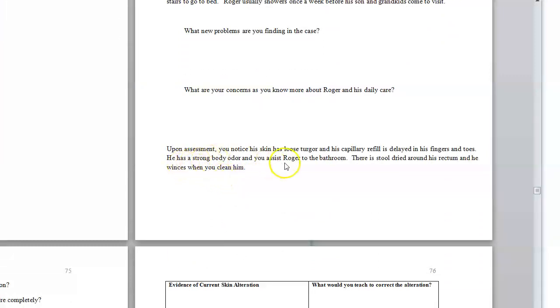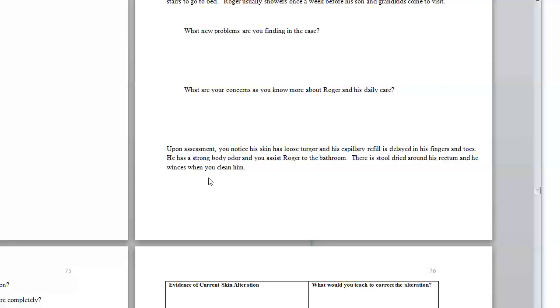And right here it says, upon assessment, you notice his skin has loose turgor and his capillary refill is delayed in his fingers and toes. He has a strong body odor, and you assist Roger to the bathroom. There is stool dried around his rectum and he winces when you clean him. Now we're getting even more information about his hygiene, which again is even more concerning.